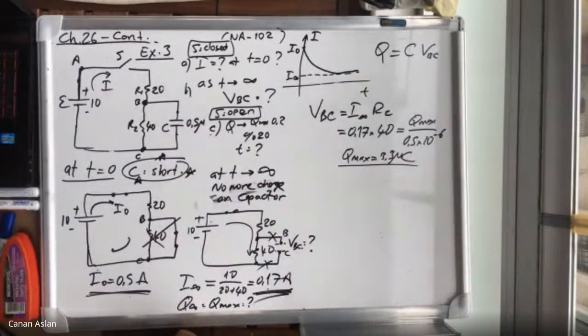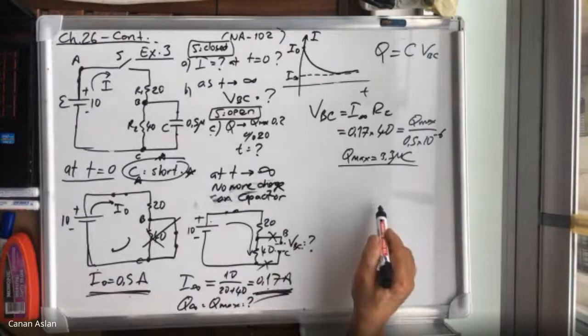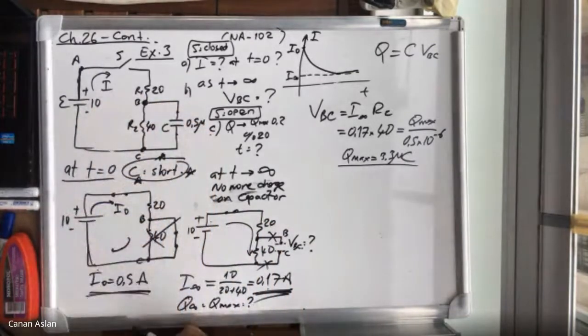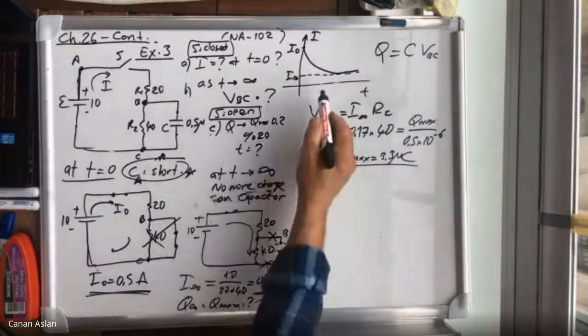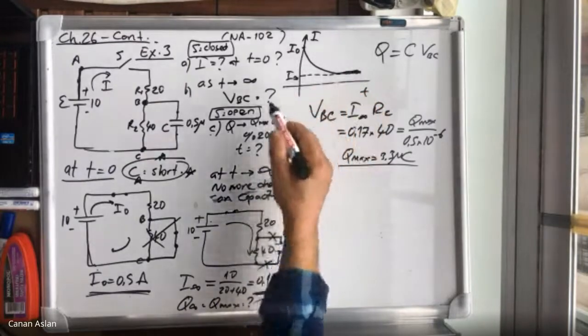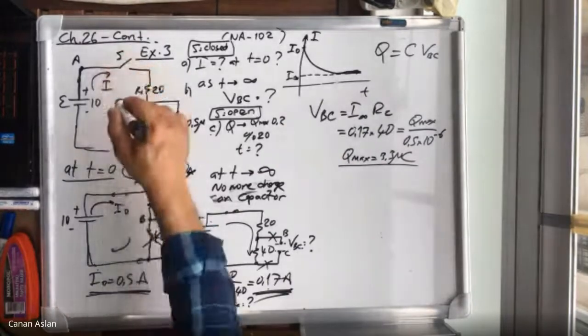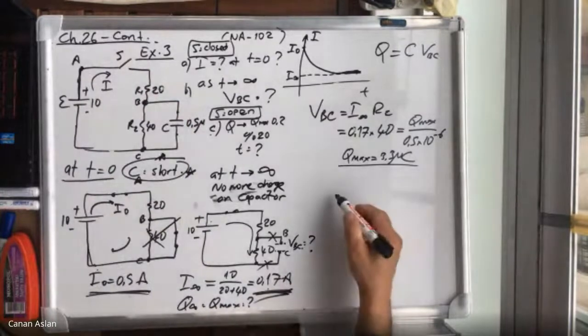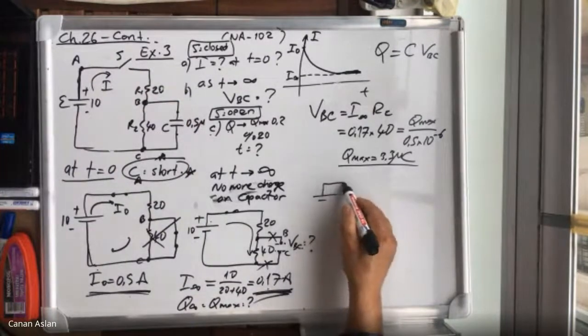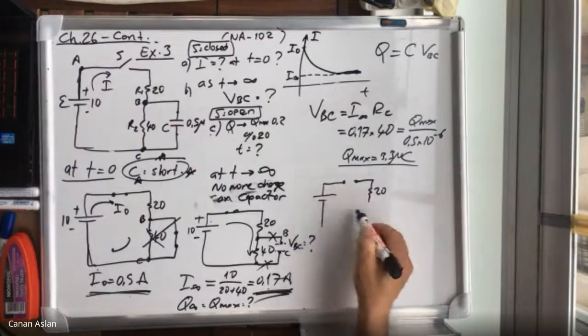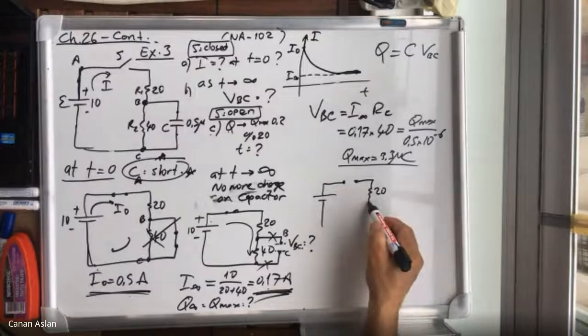Now, after you reach the steady state, wait long enough, after a few seconds, maybe a few minutes, so that the current reaches the minimum value, which is not 0, but just 0.17 amperes, then we will open this switch again. So what's going to happen is that, as you see, the left-hand side of the circuit is just gone now.